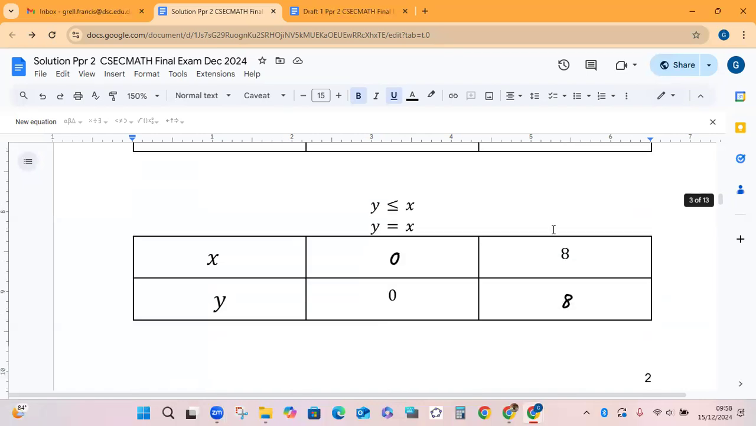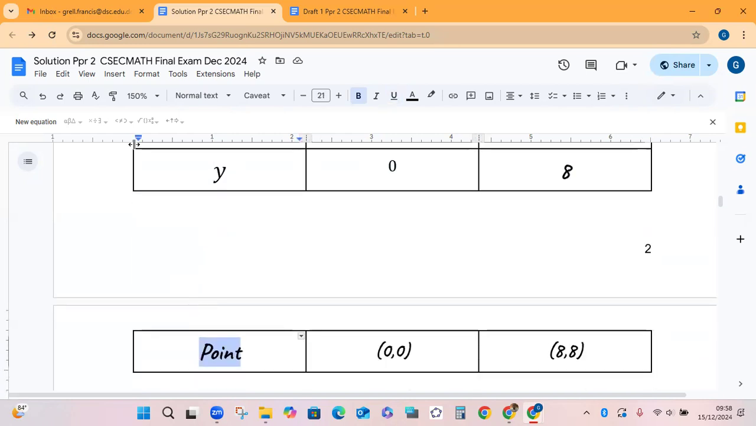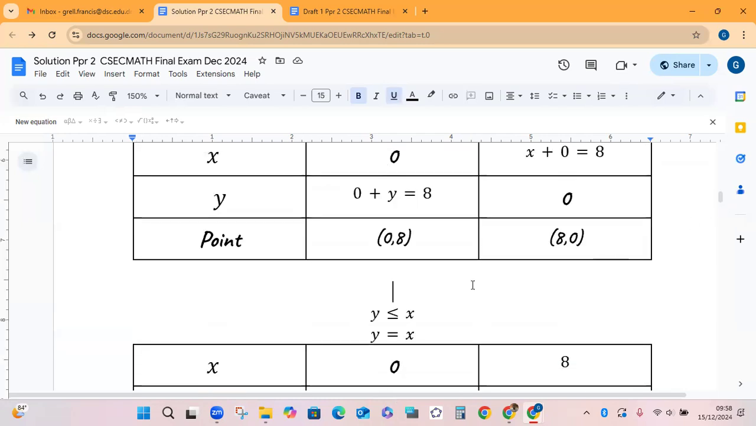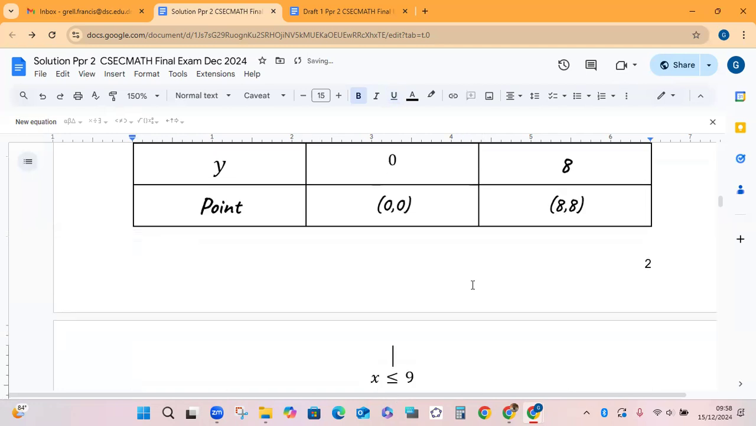The next inequality is y is less than or equal to x. Make that into an equation to get the line y is equal to x. So when you make x 0, y has to be 0 because y is equal to x. And if you make x 8, y is 8, sorry. The points are already in the table. So it's 0, 0 and 8, 8, because the line is y is equal to x. Whatever y is, x is, and whatever x is, y is. So it's 0, 0, 8, 8.